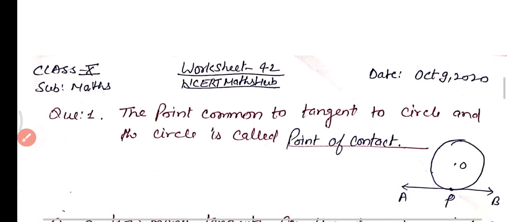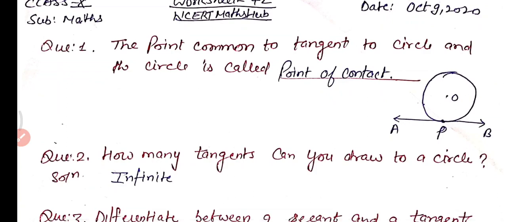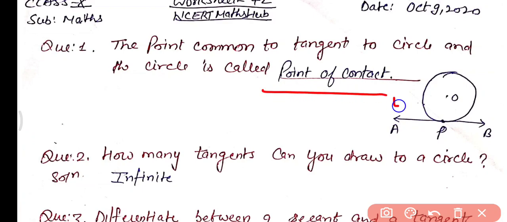So let's begin with question number 1. The point common to the tangent to a circle and the circle is called dash. Look, the point that is common between the circle and the tangent, what do we call that point? It is called the point of contact. As you can see in the figure, we have a circle with center O and a tangent AB with common point P. So P is known as the point of contact.